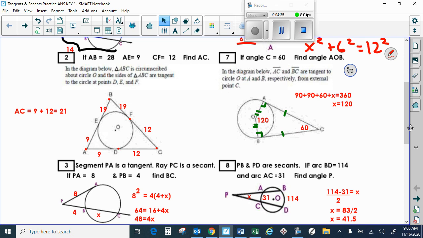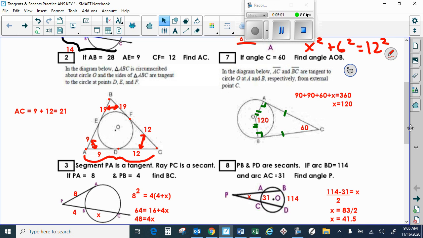So I have 9, and then obviously I go 28 minus 9 to get 19 there. So that puts 19 there and there, because those are tangents from the same point. That puts 9 here and here, because these are tangents to the same point. And it says CF is 12, and so that means this has to be 12. Okay, and then it says find AC now. Obviously AC, we just add these two together. 9 plus 12 is 21.